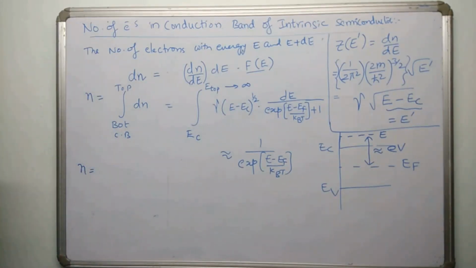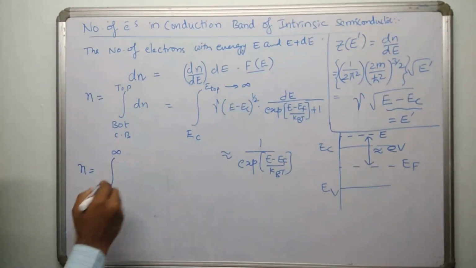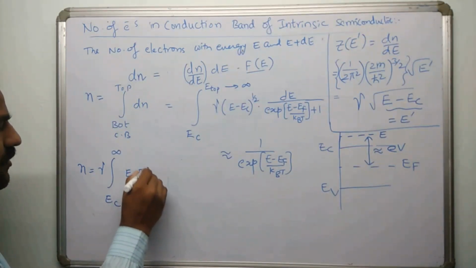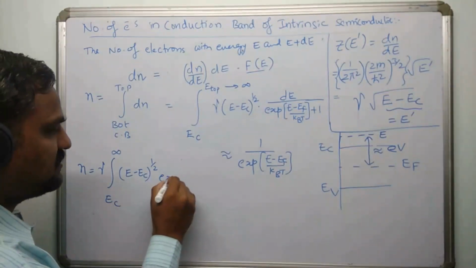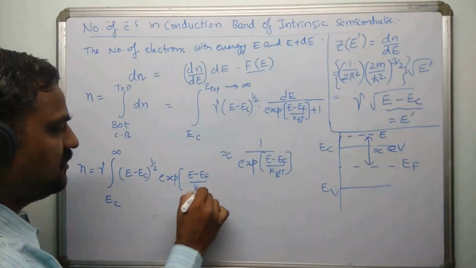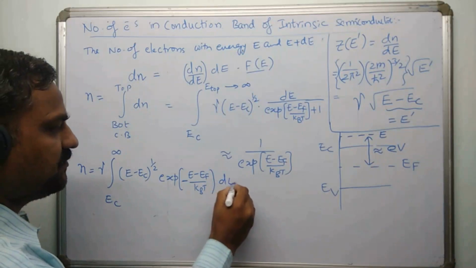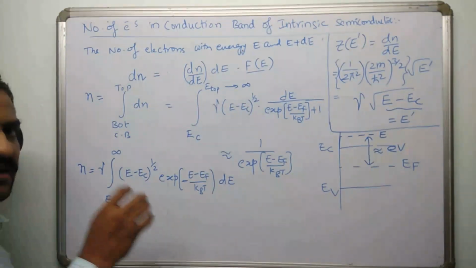So we extend this, and hence the integral goes from EC to infinity. Gamma is a constant which comes outside. (E minus EC) whole power 1 by 2 is one term. And this other term can be written as exponential of minus (E minus EF) by kBT, with a negative sign because I have pulled it upward, times dE. So this is the integral which needs to be solved. We can solve this integral by the substitution method. Our idea is to make it look like a gamma function.